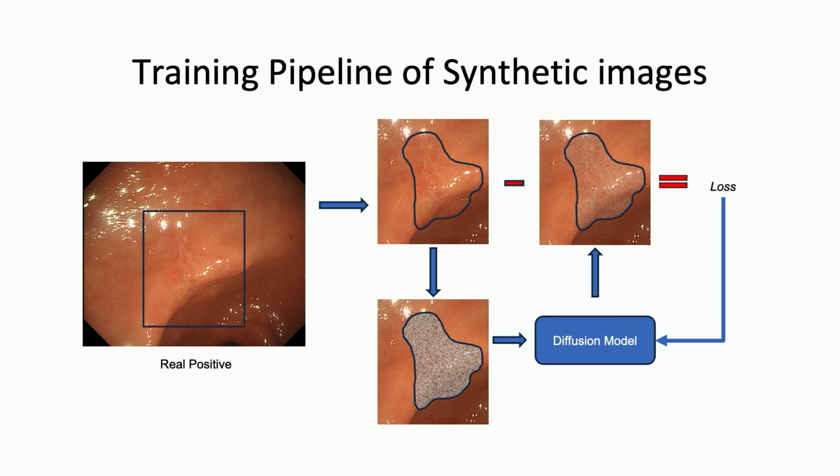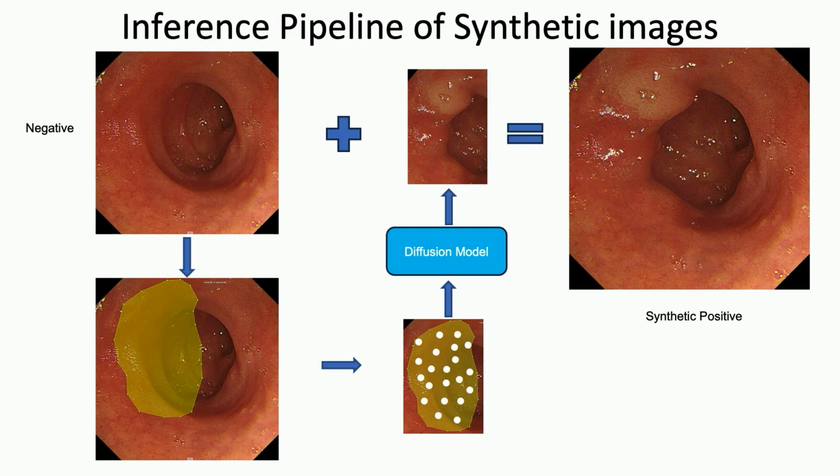In the inference pipeline, when we give a negative image without lesions, we just need to annotate where we want to locate the lesion part, and then we feed this patch to the diffusion model, and the model will generate a synthetic patch. After that, we patch the synthetic part back to the negative image. We can get a very vivid synthetic positive.